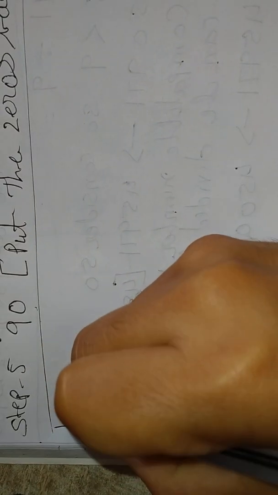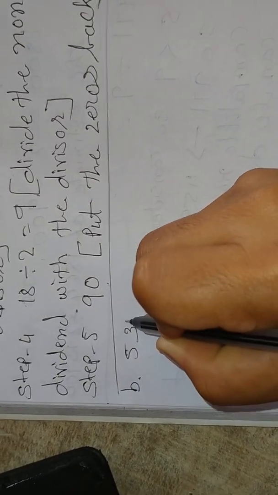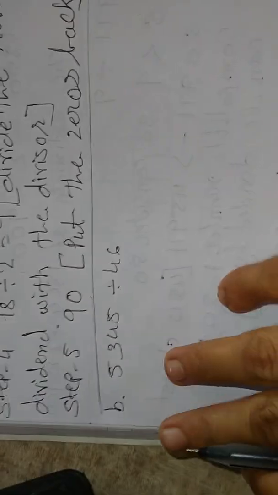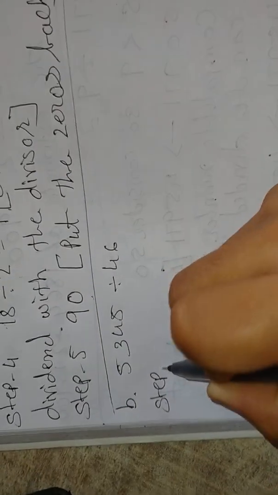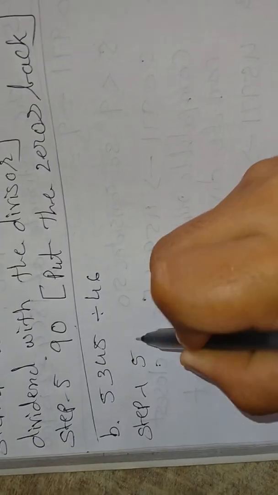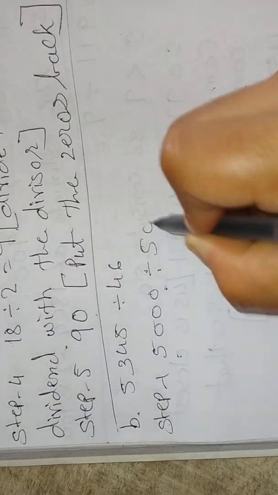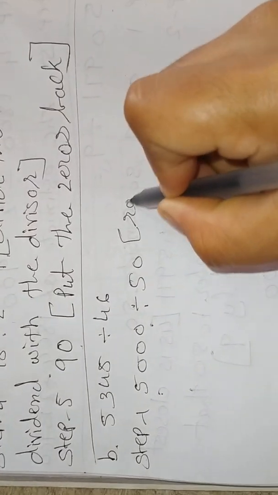Now we'll start second one, B1 question. In a B1 question, 5345 divided by 46 is there. So what we have to do students, step number 1, first of all we have to round off. Step number 1, 5000 divided by 50. In a bracket you have to write here round off.